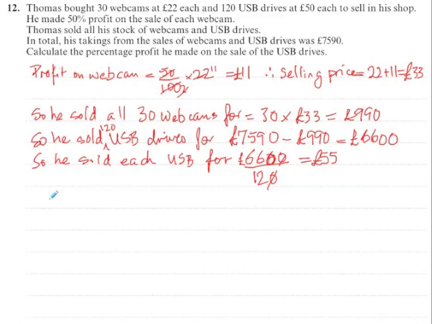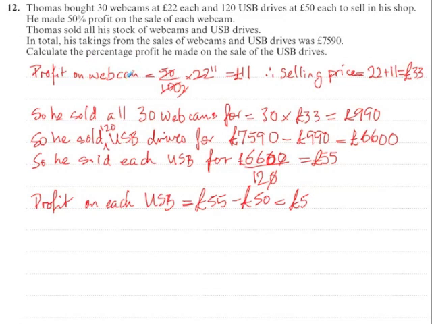So profit on each USB equals 55 minus 50, which is £5.